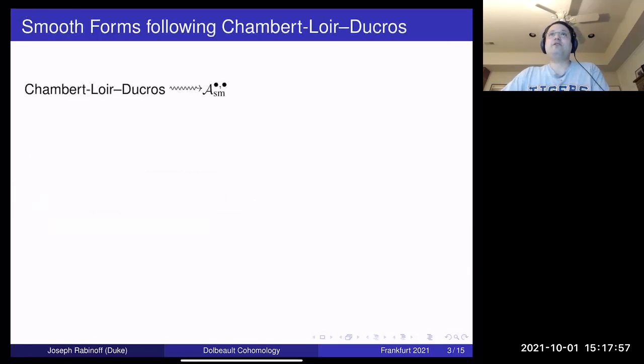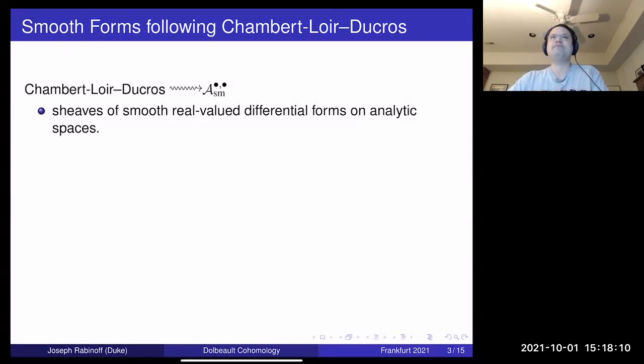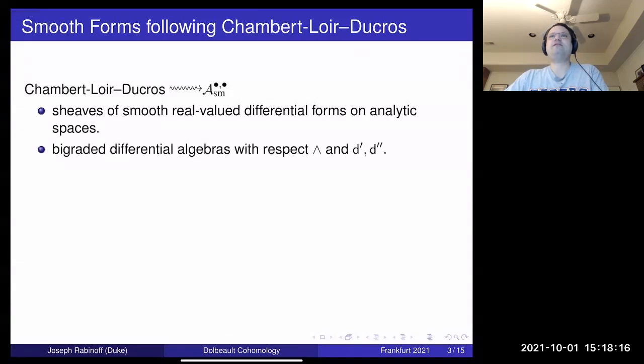Okay. So back in 2012, Chambert-Loir and Ducros introduced sheaves of smooth real-valued differential forms on Berkovich spaces in a very general setting. And that works on essentially any analytic space. And so these are supposed to play the role of the sheaves of holomorphic forms or smooth forms on a complex analytic space, which forms a bigraded sheaf of differential algebras with respect to del and del bar. In this case, it's again a bigraded sheaf, but instead of del and del bar, we have d prime and d double prime.